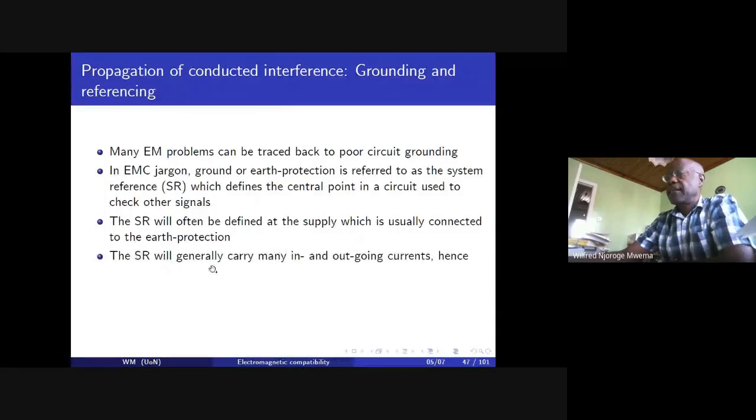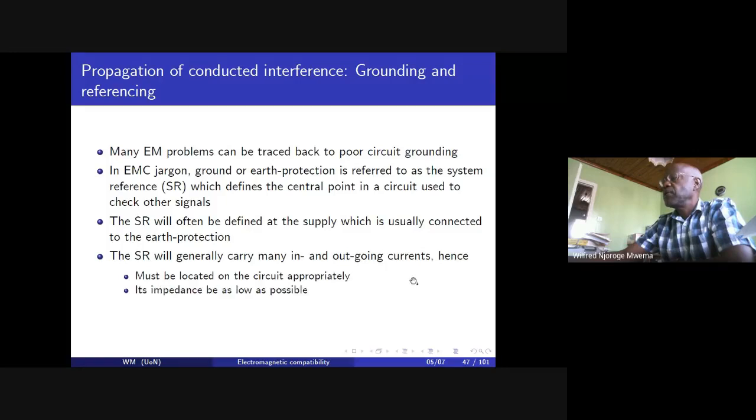So the SR will generally carry many currents going in and out of it, and hence we must locate it on the circuit appropriately. You don't want it under some kind of components. You want to put it somewhere where it will cause less interference. Second, its impedance must be made as low as possible.